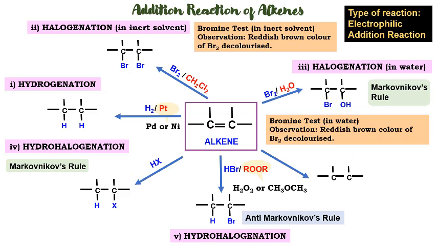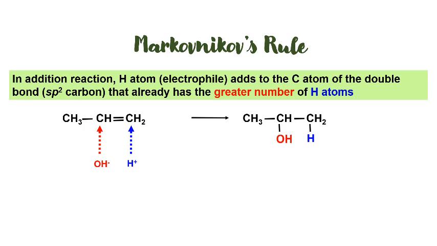The reaction of an alkene with acidified water will produce an alcohol. This reaction is called hydration. In this reaction, the Markovnikov rule is applied to determine the product, where the electrophile, the H+, will be added to the sp2 carbon that contains the greater number of hydrogens, while the OH- will be added to the neighboring carbon.